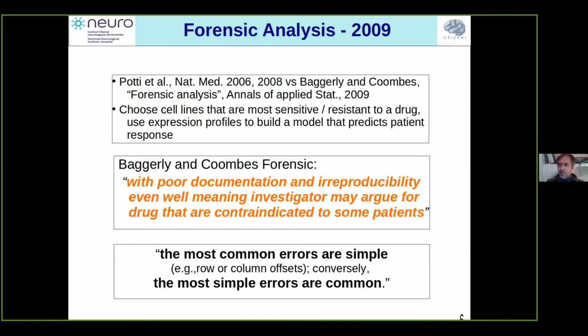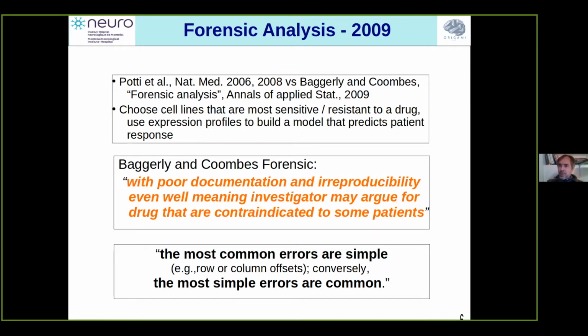And this study is interesting because the authors were not fabricating everything. The very first results were not fraudulent. They were just mistakes being made. This is a study about cell lines, and the authors were looking at whether those cell lines were more or less resistant or sensitive to a drug, using the genetic expression profile. They were building a model to predict which patients will actually be good responders to specific drugs. So very interesting in principle.